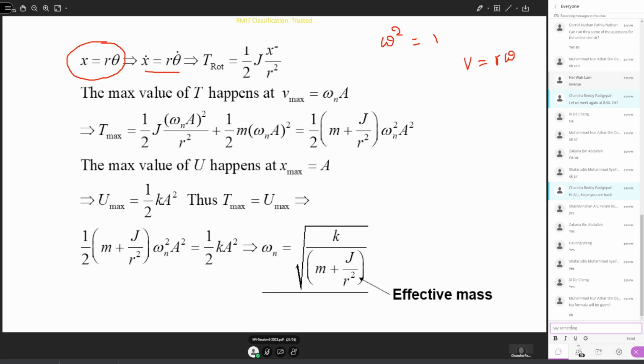Okay, here you will have half I omega square. Rotational kinetic energy is half J omega square. So instead of half mv square, you have half m omega square. So omega square can be written as, okay, v is equal to r omega. So we can write v square is r square omega square.